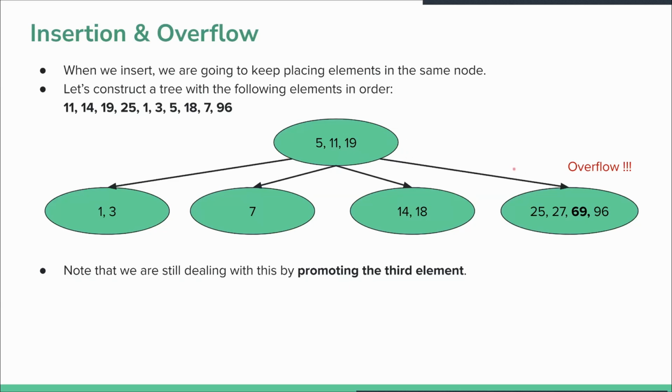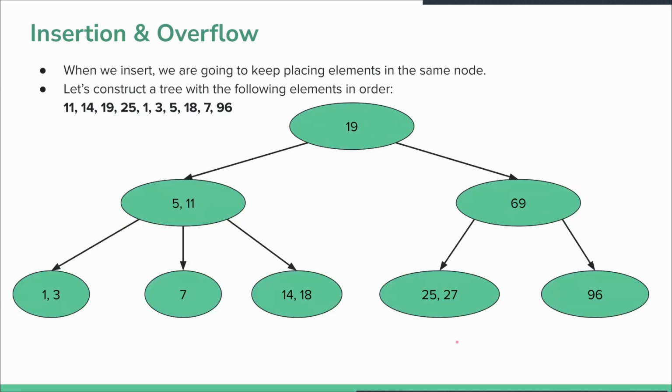Well, what are the children of 69 now? What goes to the left of 69? If you're talking about 25, 27, and 96, what is less than 69? Well, it's 25, 27. So we have a 3 node going to the bottom left of 69, and a 2 node going to the right of 69, which is 96. And that is visualized here.